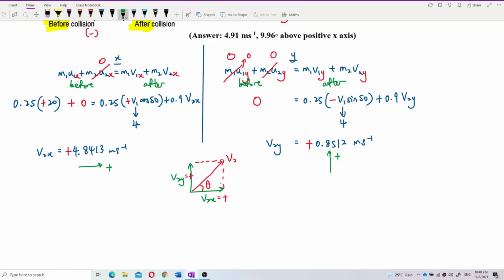So how to find the v2? Tell me by yourself. Very simple. Just v2x square plus v2y square and then square root. You know the answer. So let's calculate together. It should be 4.92 meter per second. That's the final velocity. Now we got the magnitude. Not enough, we need to find the direction also. Direction, it is using tangent theta.